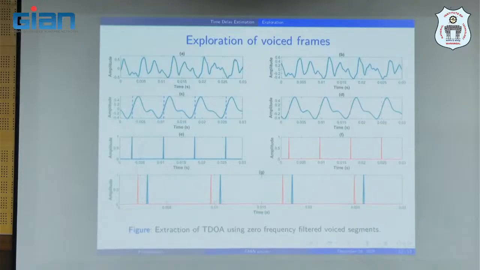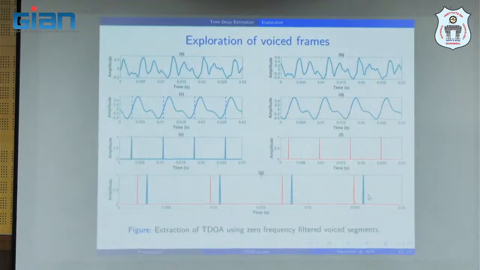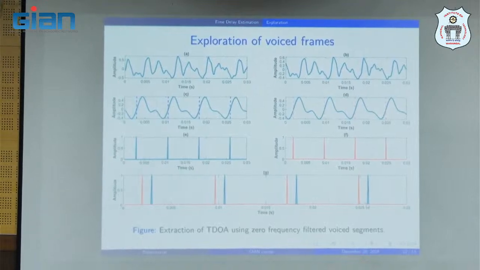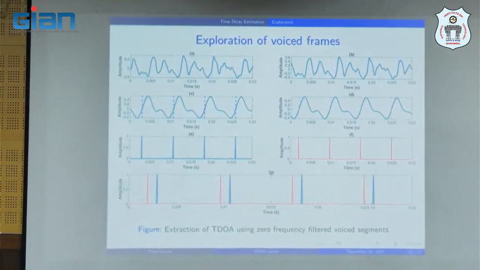So if we take this from the two frames, from microphone 1 and microphone 2, and compare, we get peaks like this, and when we subtract these, we get the time difference of arrival. So this was the initial exploration and initial idea.